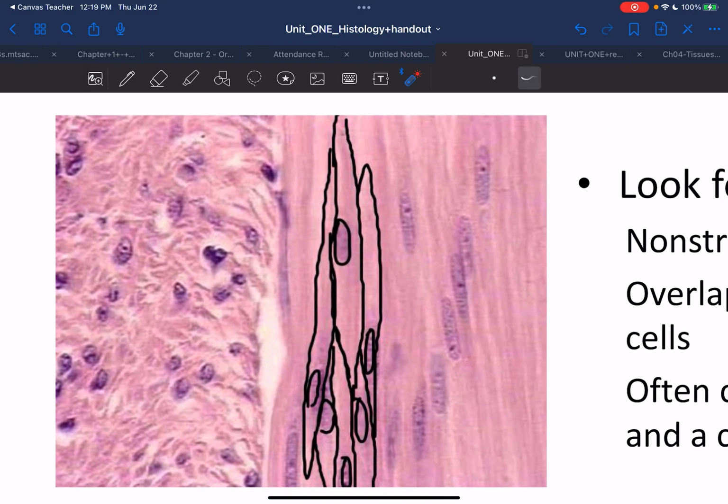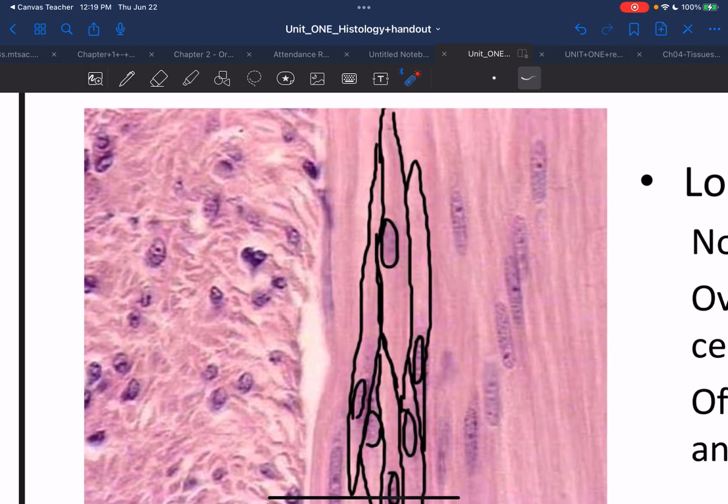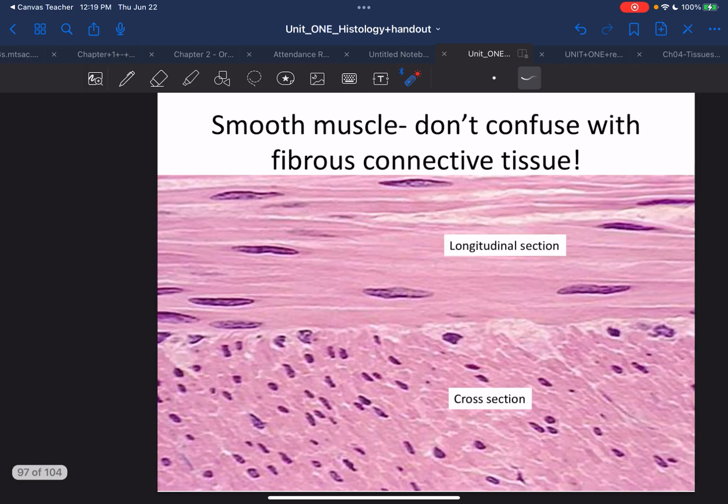So if you see this exact picture, but it may be rotated, you just have to be able to recognize, oh, that's smooth muscle. And where do we find smooth muscle? Digestive tract, in digestion. And congrats, that's smooth muscle. That's all there is to smooth muscle.